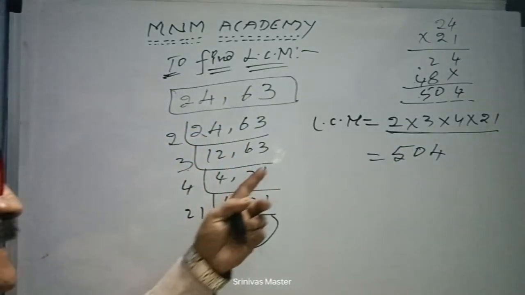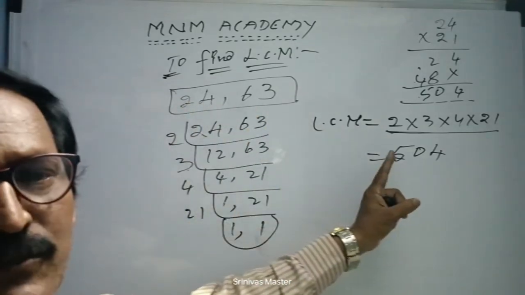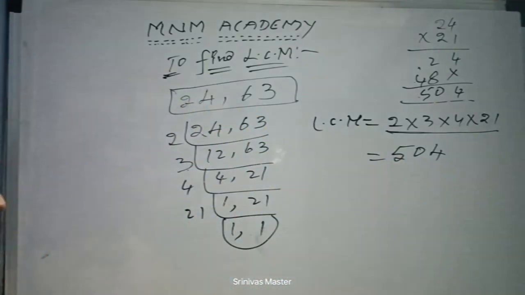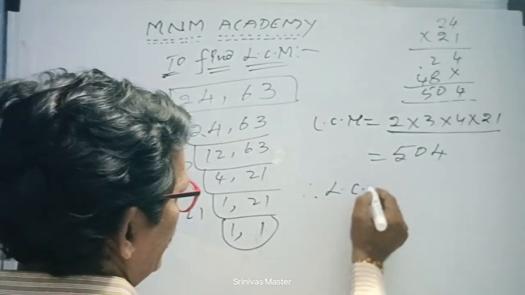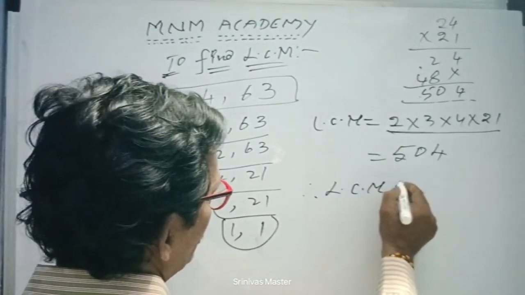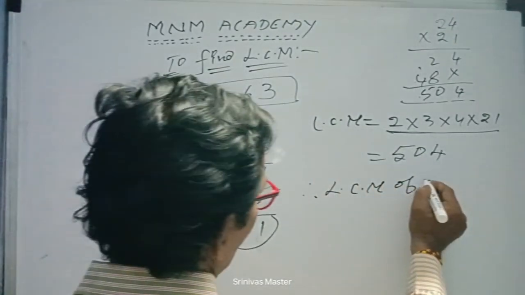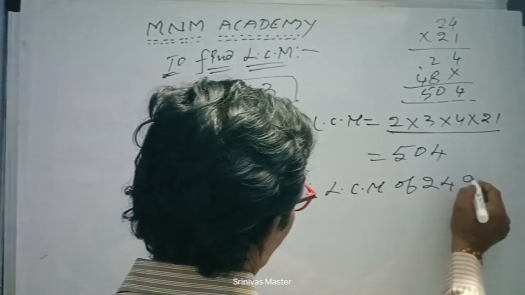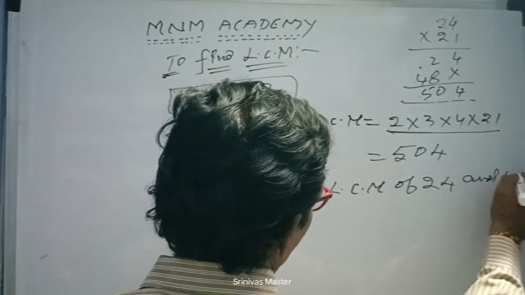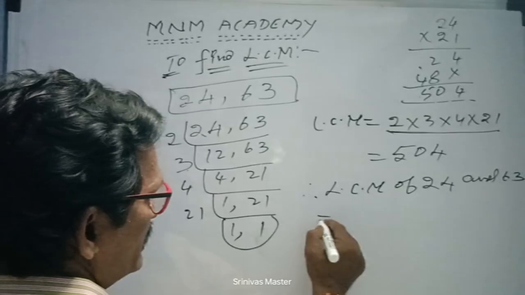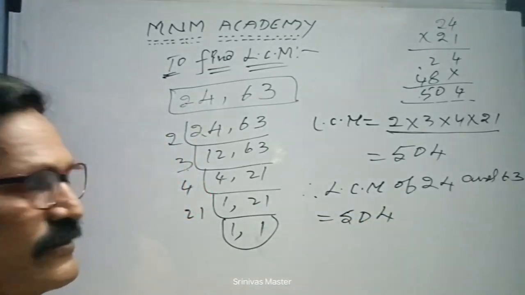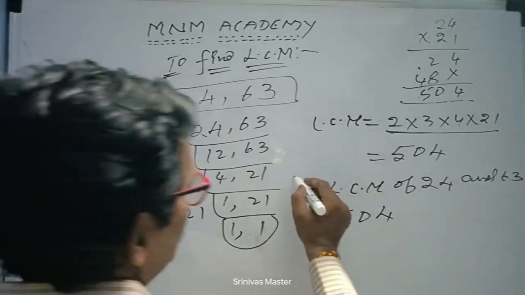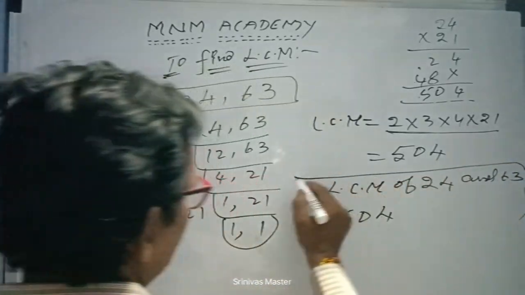Therefore, the LCM of these two numbers is how much? 504. If you want to write, you can write to show the highlight: LCM of 24 and 63 equal to how much, children? 504. Okay, so this is the result of this question.